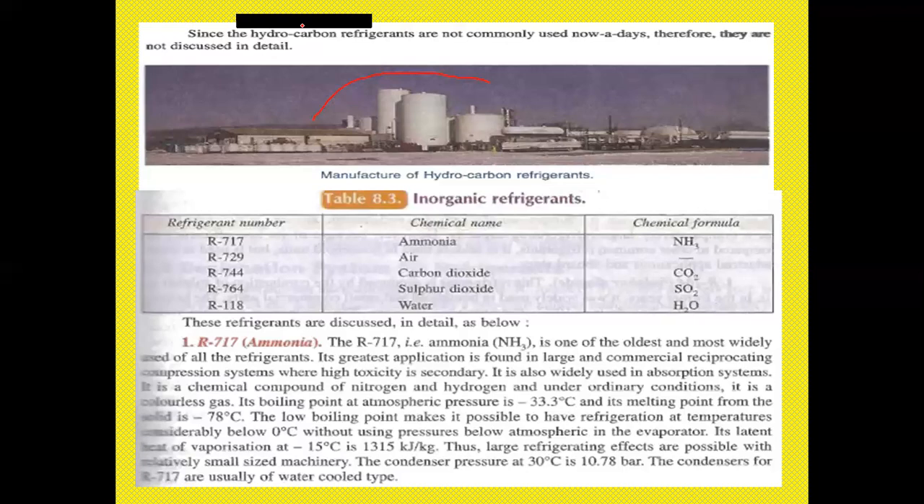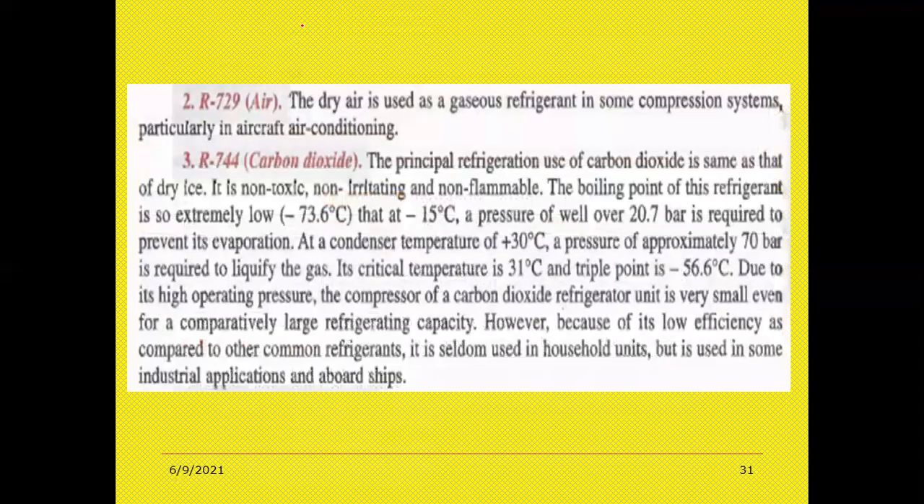Next, R729. R717 is ammonia, and R729 is air.